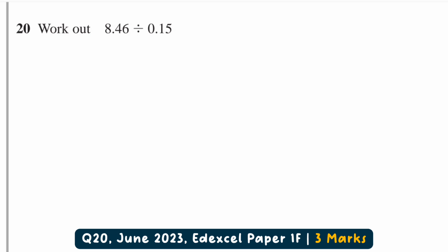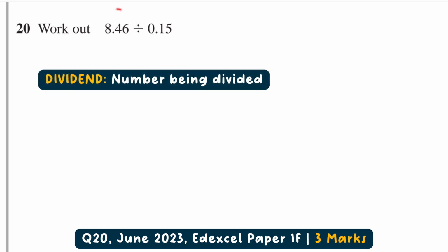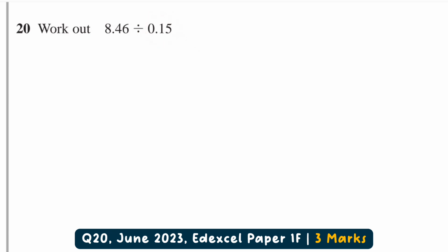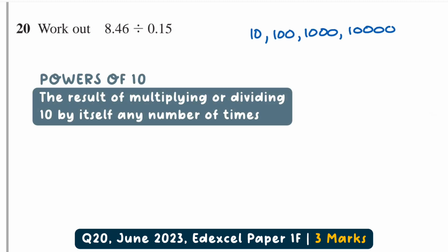Every division question has two parts. The dividend, which is the number we're dividing. In this question, that's 8.46. And the divisor, which is the number we're dividing by. In this case, 0.15. Whenever the divisor is a decimal like this one, the first step is to get rid of the decimal point. To do that, we need to multiply both the dividend and the divisor by a power of 10. So powers of 10 are numbers such as 10, 100, 1,000, 10,000.